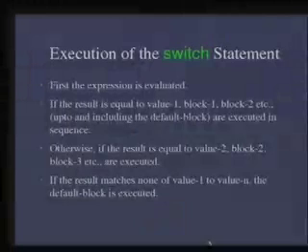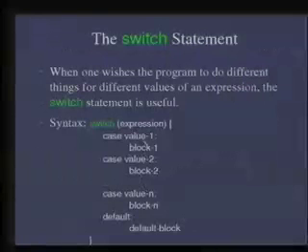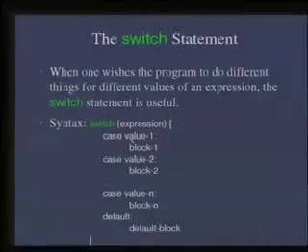alone will get executed. So essentially that means that if the value of the expression is equal to value 1, then block 1, block 2 up to block n, and then the default block get executed. If it is equal to value 2, then block 2, block 3 to block n, and the default block is executed. If the value is equal to value n, then block n and the default block are executed. And if the value of the expression is not equal to any of these, then only the default block is executed.